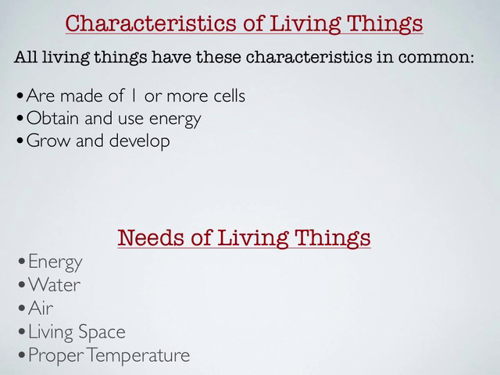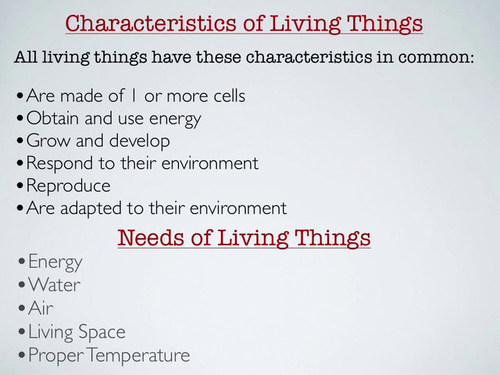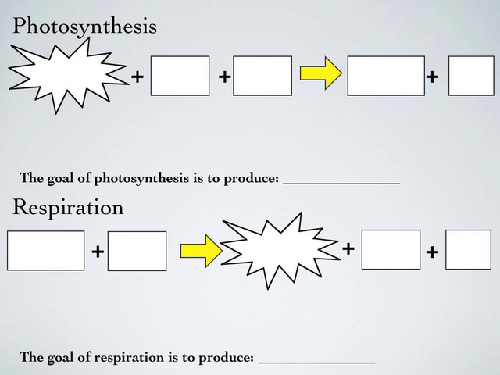Living things grow and develop. They respond to stimuli in their environment, they reproduce, and they are all adapted to their surroundings. Those are the characteristics of life. And all living things need certain things in order to stay alive. They need a source of energy, they need water, they need something from the air, space to live, and proper temperature.